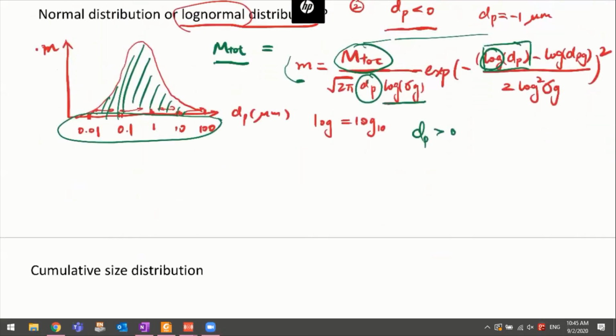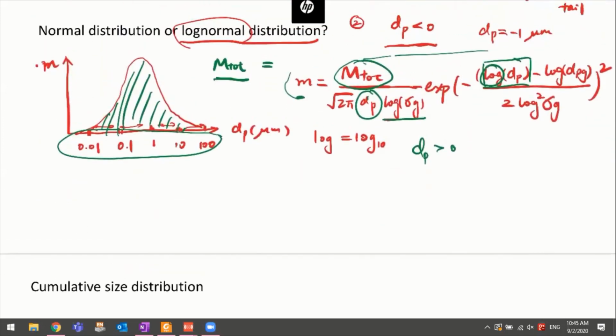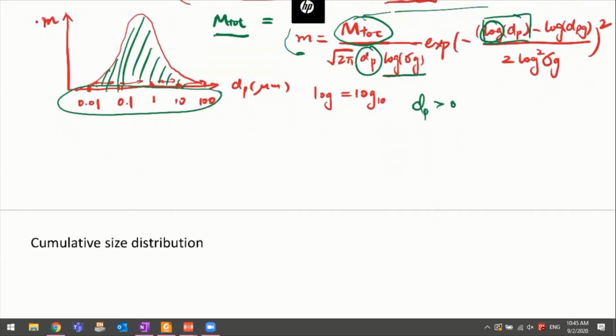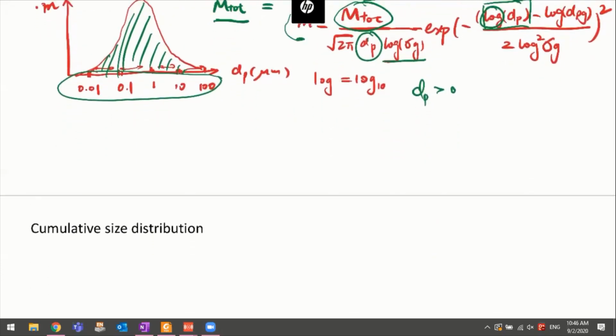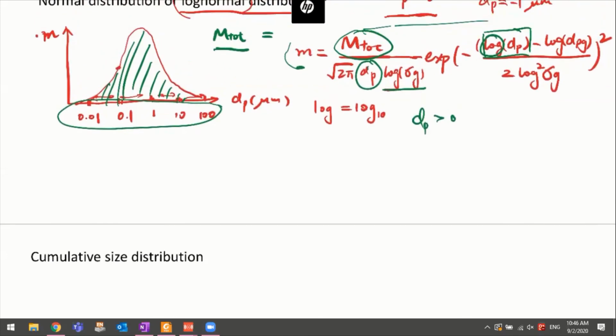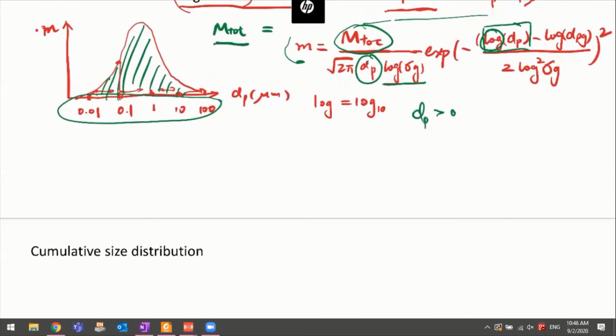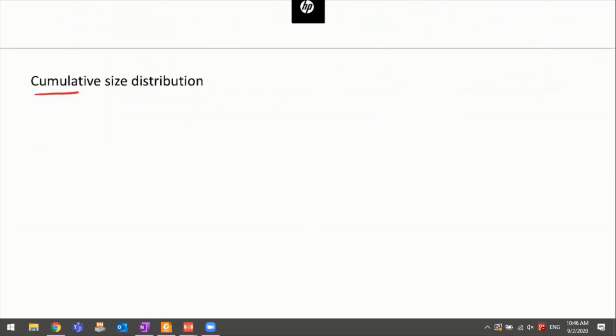So once we have the size distribution, people also get more creative. This is just showing you what is the concentration at a specific size. And people are also interested in a term called cumulative size distribution. So this is trying to plot out the cumulative fraction of particles below certain size.